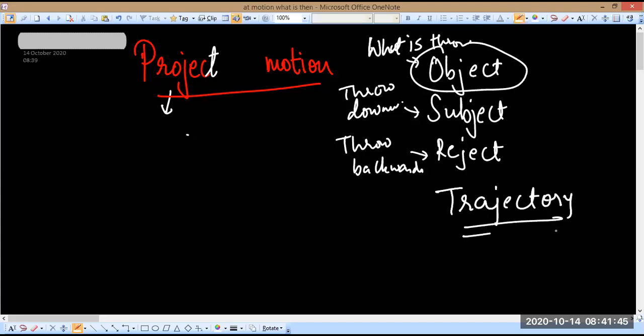I think you would have heard this word, trajectory. Trajectory means the path on which this thrown object moves, right? Trajectory is the path on which this thrown object moves.